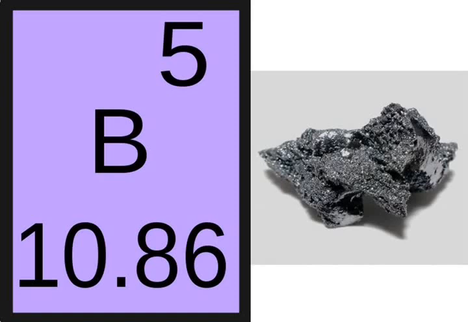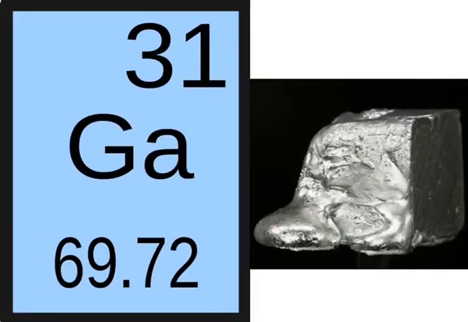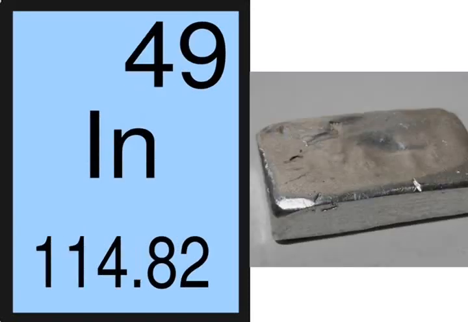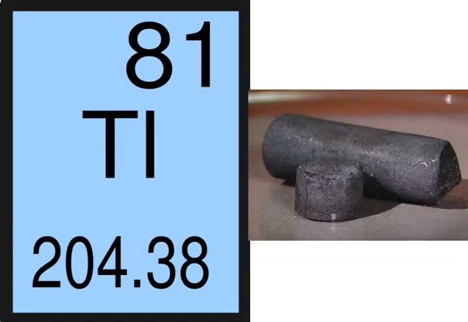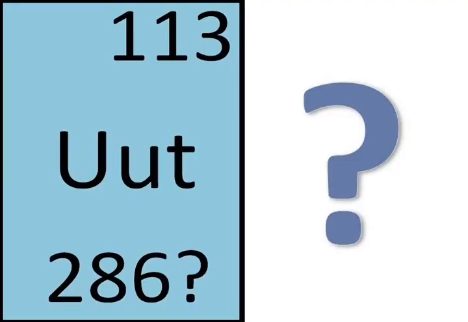Group 13 consists of boron, aluminum, gallium, indium, thallium, and ununtrium. Boron exhibits a nonmetallic character, whereas the rest are soft metals. They all have an oxidation number of 3, but thallium exhibits both an oxidation number of 3 and 1.